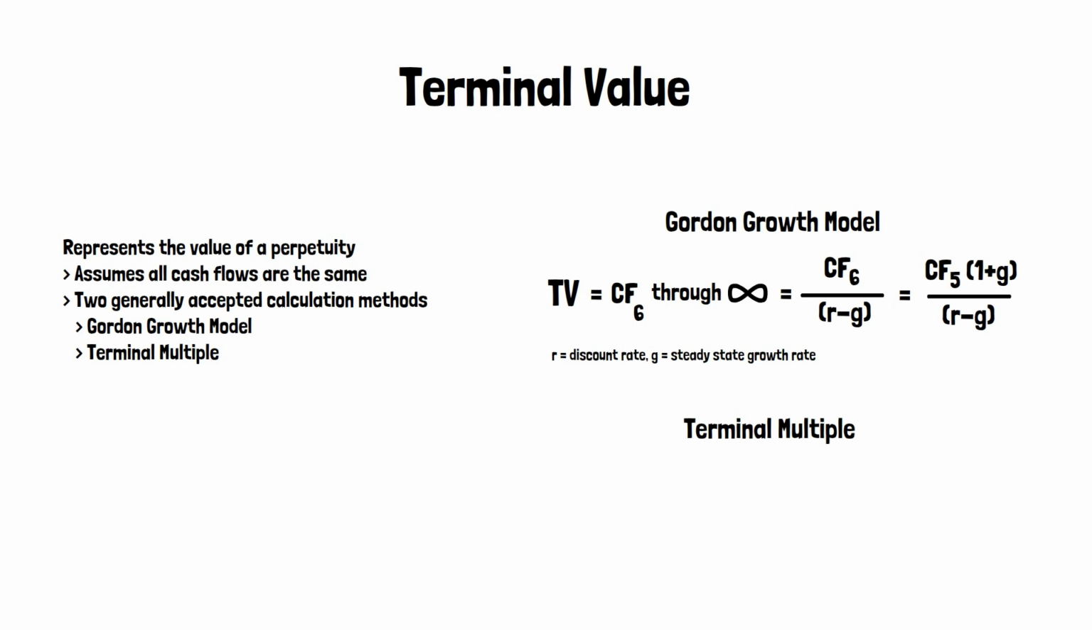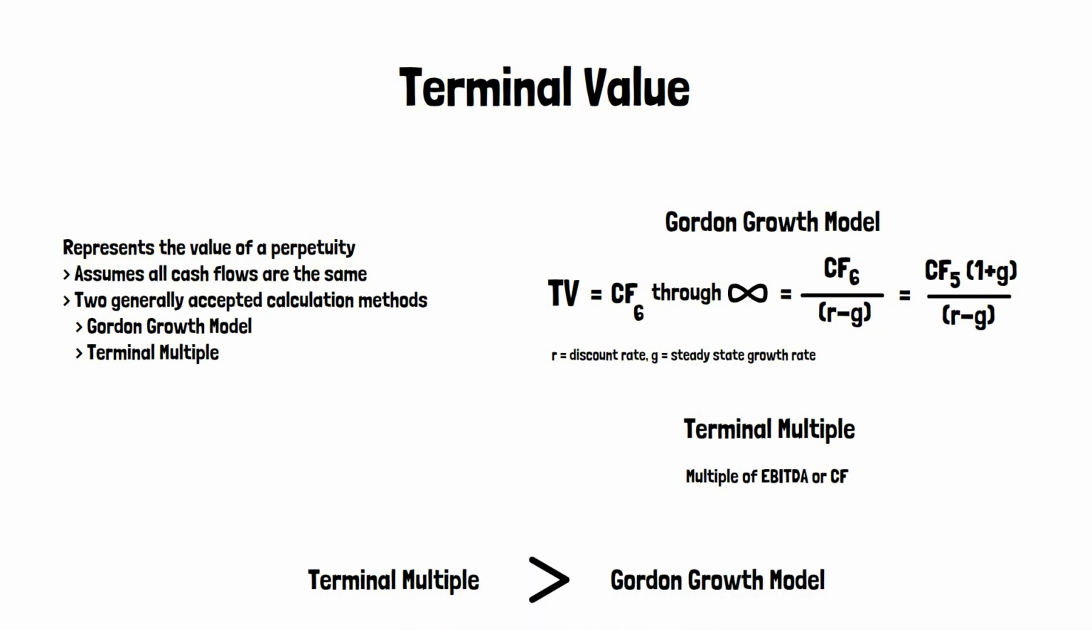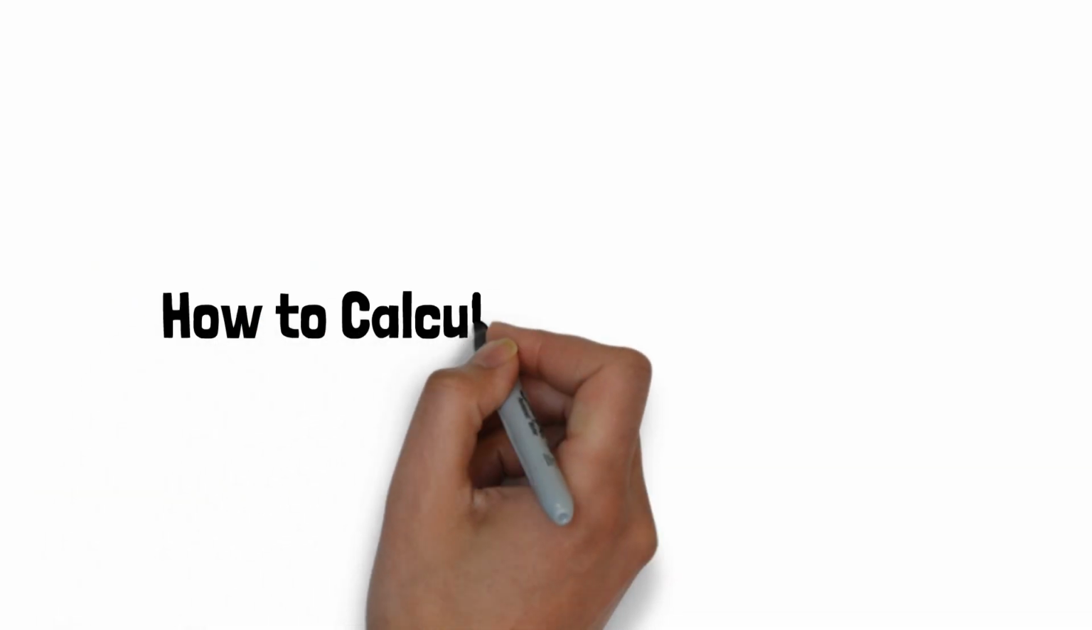The terminal multiple method. It's more commonly used by Wall Street since it's simpler and much faster to apply, but essentially you use a multiple on your last year's operating statistics. For example, you take a multiple, EV over EBITDA, times year 5 EBITDA, and that will give you your terminal value.